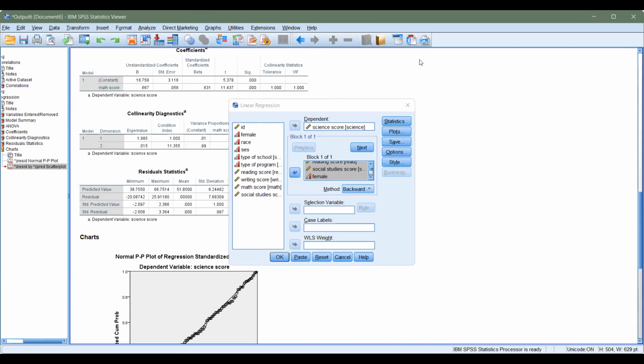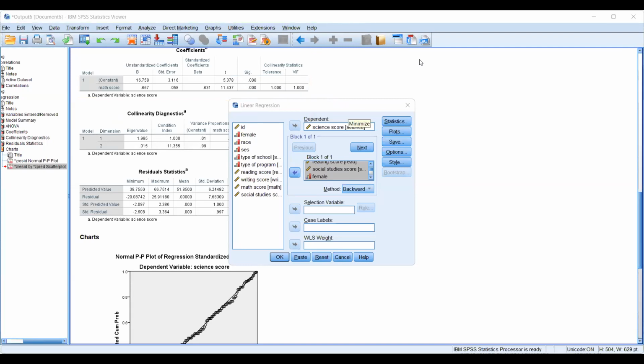Yes, people are asking, is the dependent variable always continuous? For linear regression, yes, the dependent variable always has to be continuous. Okay, if you are changing your dependent variable, it will be a logistic regression, which we are going to see in the demonstration here also. So what are we going to use? Backward method. I'm clicking OK, and let's go to the output.